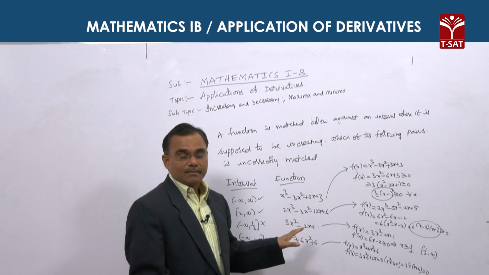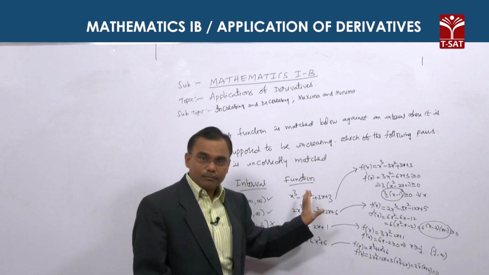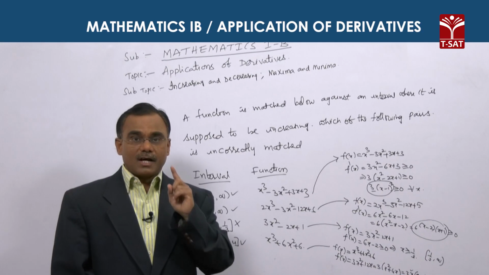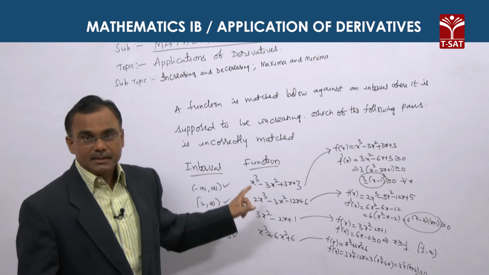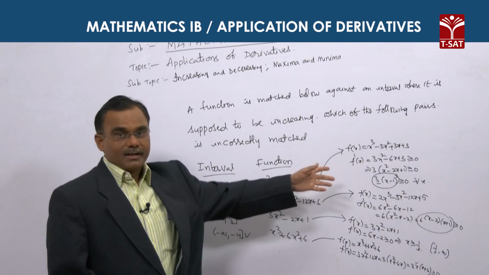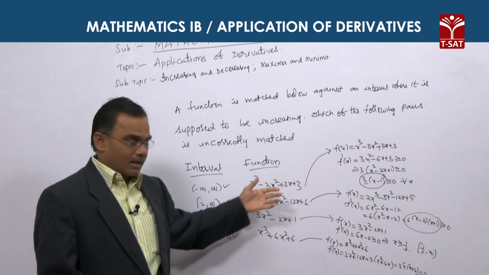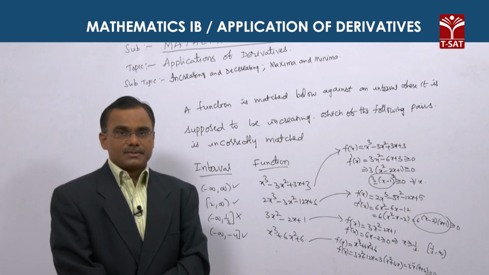In this problem, the interval is given and the function is given, and the function is increasing in the interval. Four problems are given, and one is not correctly matched. You identify which one is not correct. First, take the given function f(x) and find f'(x); increasing means f'(x) is greater than or equal to 0. Solving all the problems, the third one is the incorrect match.